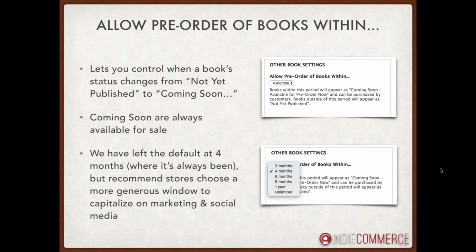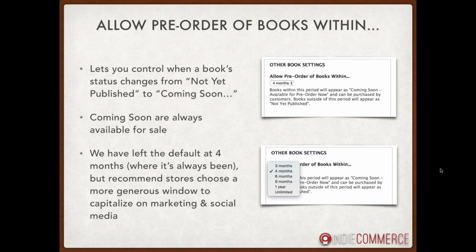Okay, so here we come to the pre-order setting I've been talking about. Further down on this page, you will find a setting that says "allow pre-order of books within." And here you can choose what window you want to allow for pre-orders. This specifically lets you control when a book's status changes from "not yet published" to "coming soon." So coming soon books are always available for customers to buy. The not yet published are only available if you choose that not yet published setting.